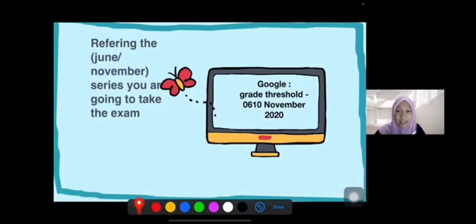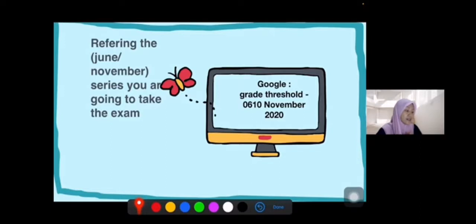Okay, mana kita nak dapat the grade threshold? So kita nak ambil November series 2020 ni kan? 2021. Kita kena refer kepada series yang kita nak ambil. 1 tahun, Cambridge akan release 2 set of paper, that is summer paper dengan winter paper. Summer paper is June series. Winter paper is November series. Okay, because kita nak ambil November series, so I advise you to look into grade threshold for November series juga. Because kita 2021, so kita akan refer kepada November series 2020.